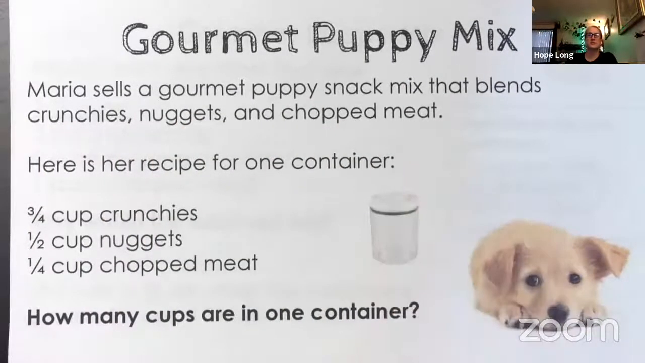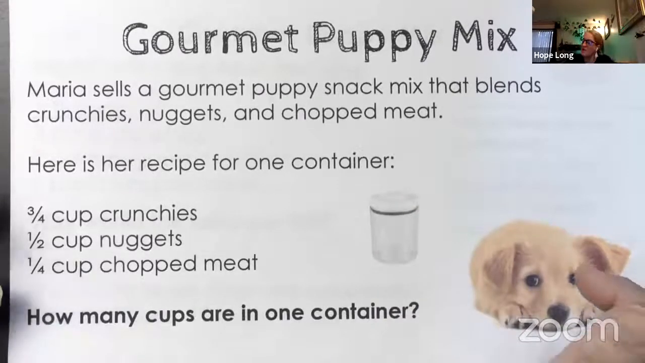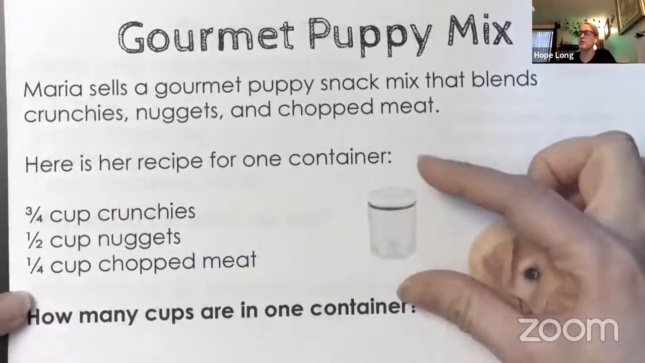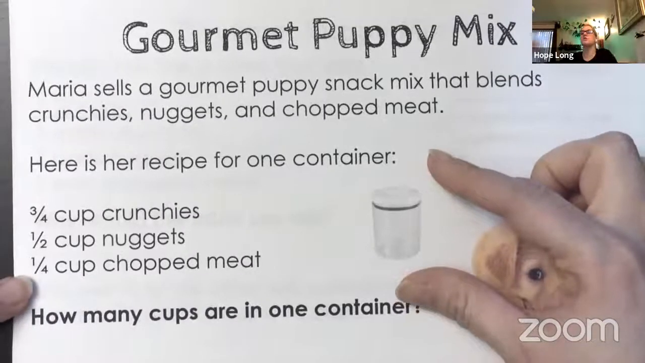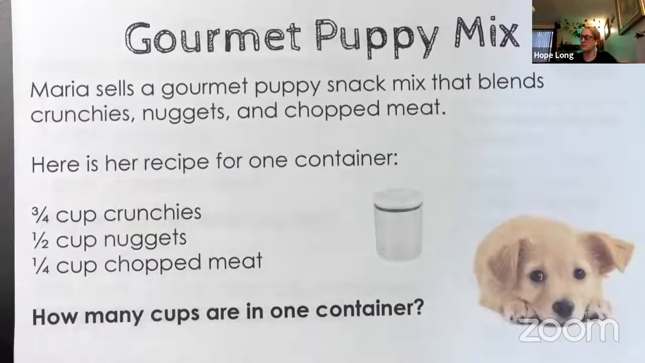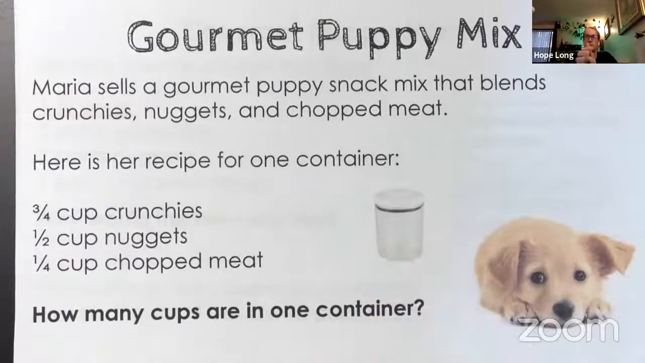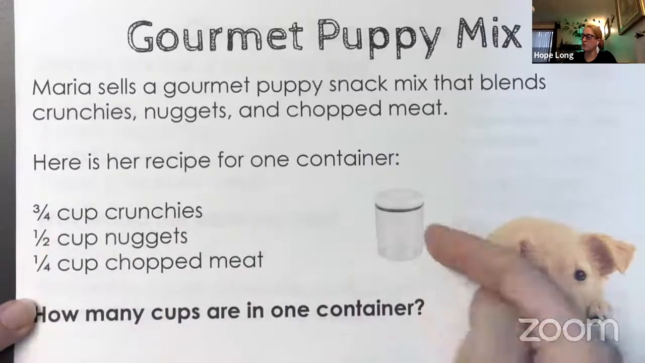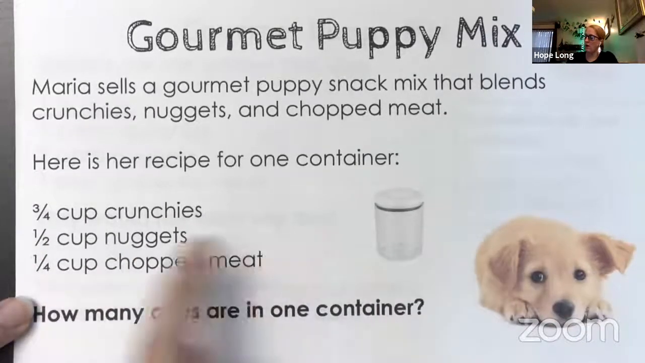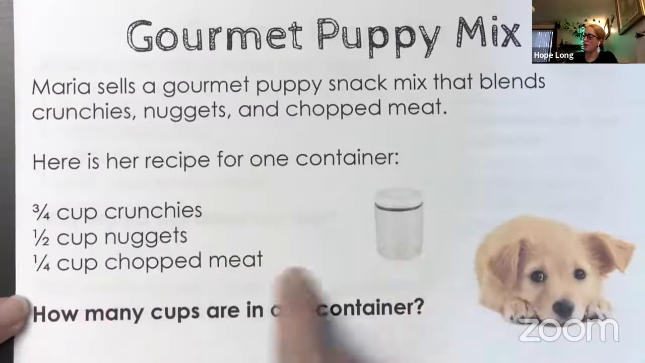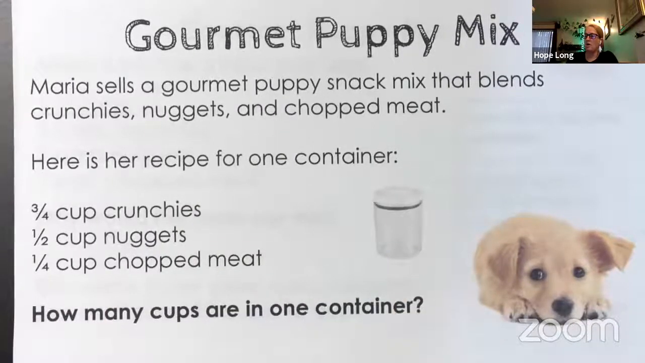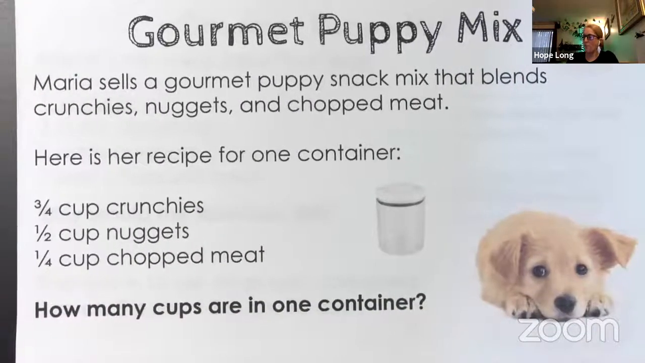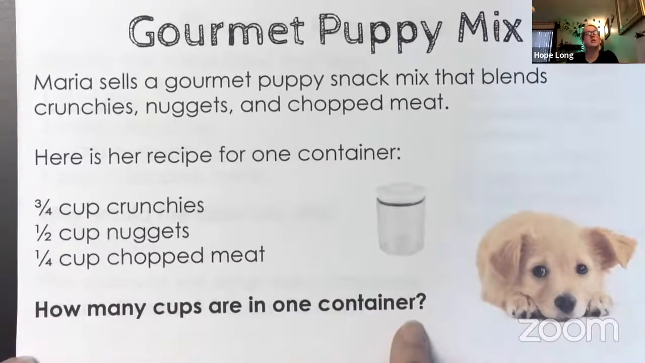Sounds delicious. So here's the recipe. Keep in mind, this is for 1 container, 5th graders. She takes 3 different ingredients and mixes them together in this container and sells it. She's got 3/4 of a cup of crunchies, a half a cup of nuggets, and 1/4 cup chopped meat.